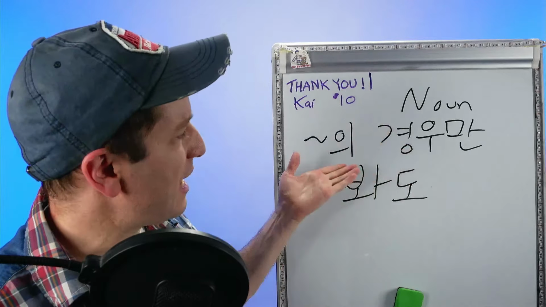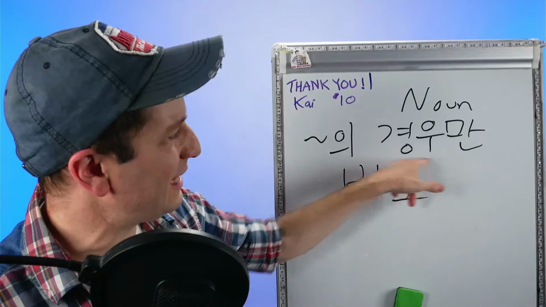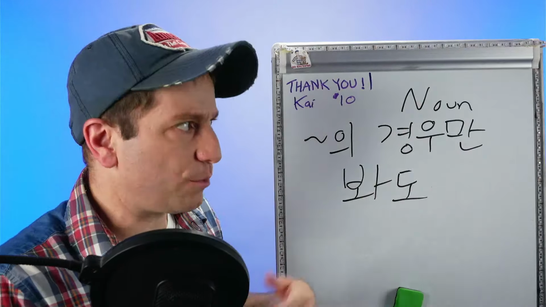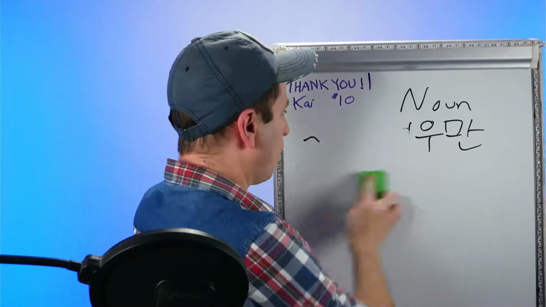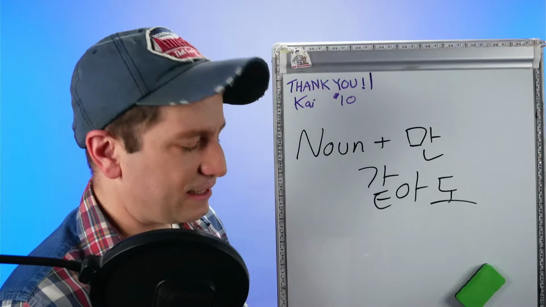So you take a noun, you attach 에 경우만 봐도. Literally, even if you look at only situations or cases of this noun, and you can replace this with the other form. Or there is another form. This has a different literal meaning than the other ones.